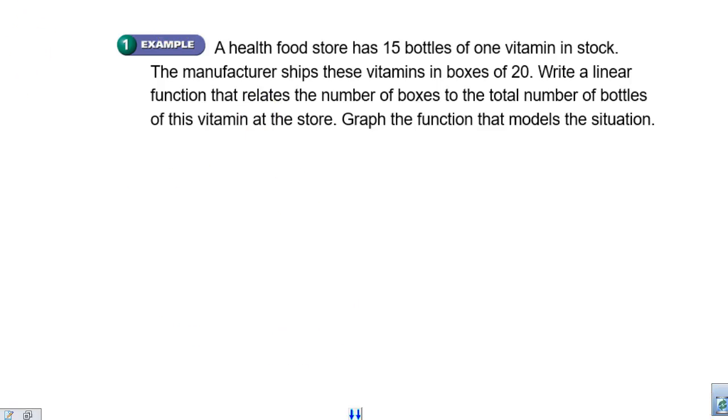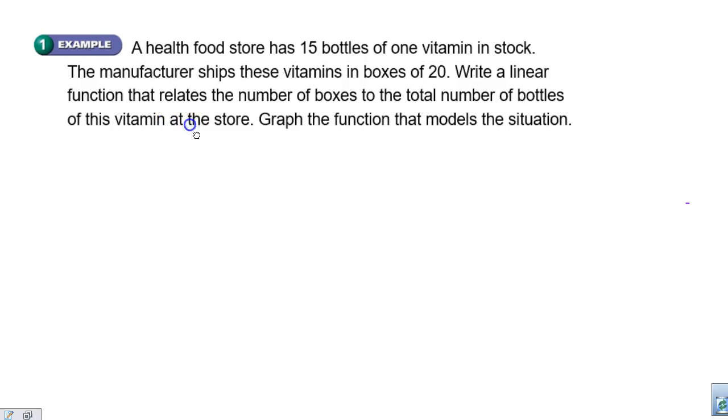And if we jump to our next page, we've got our first scenario here. So a health food store has 15 bottles of one vitamin in stock. The manufacturer ships his vitamins in boxes of 20. Write a linear function that relates the number of boxes to the total number of bottles of this vitamin at the store. Graph the function that models the situation.